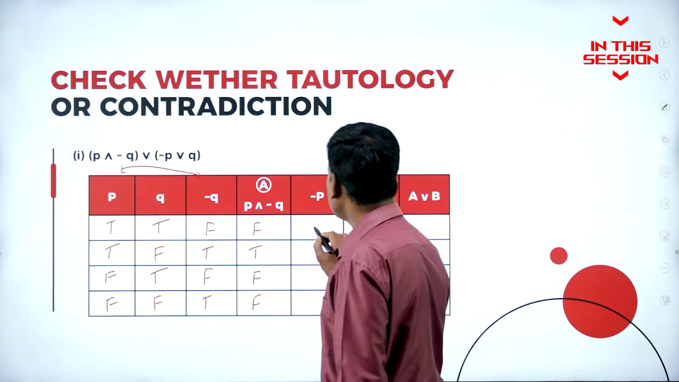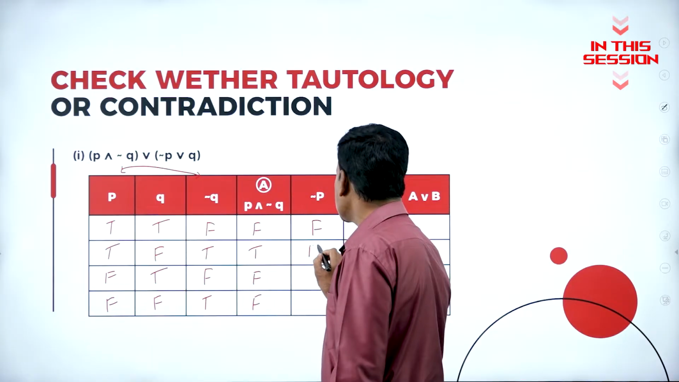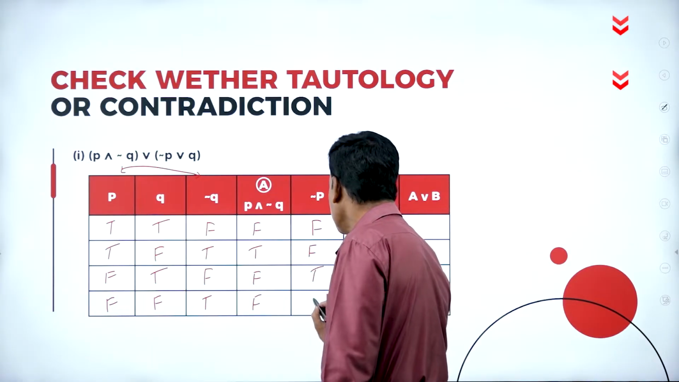Negation of P is: for T it is F, for F it is T.